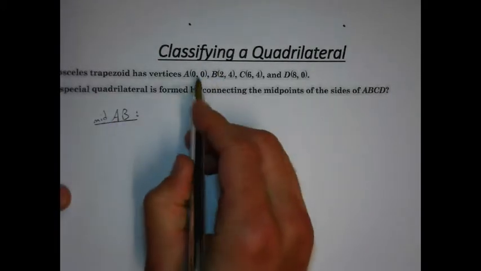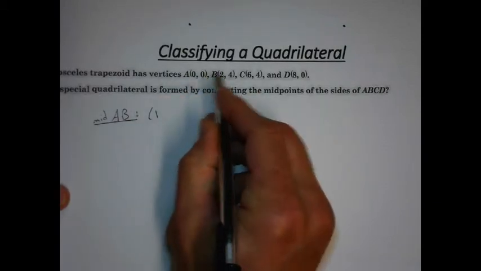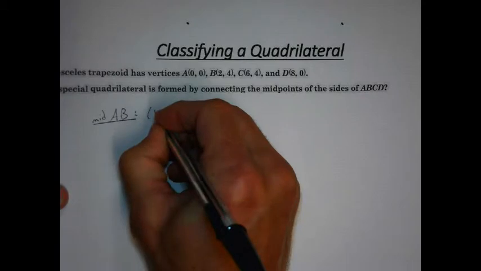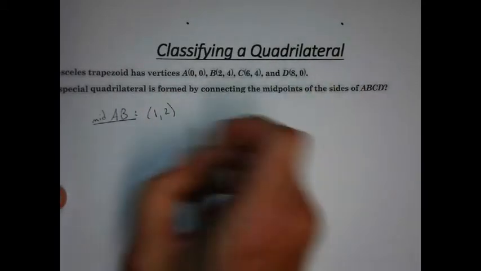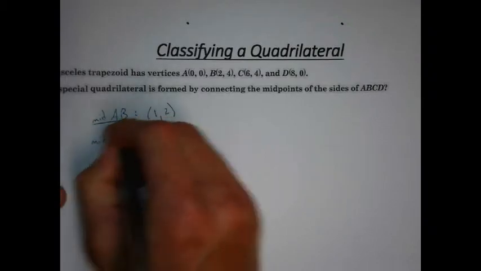The average x from 0 to 2, the average x is 1. The average y from 0 to 4 is 2. We got that. That's one of the midpoints. What about the midpoint from B to C?